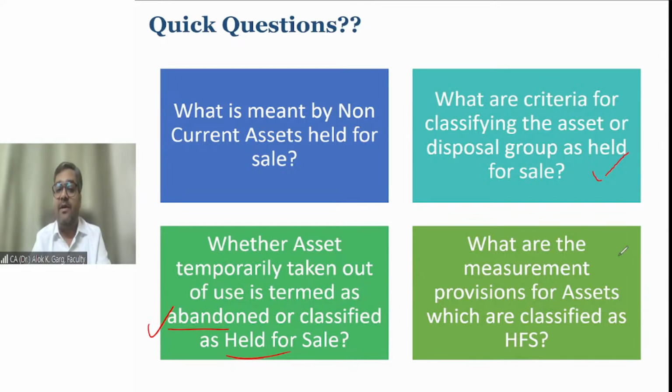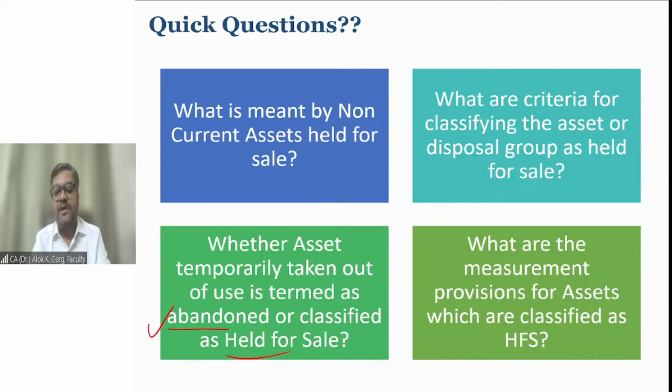What are the measurement provisions for assets which are classified as held for sale? The measurement requirement is that on the date of classification as held for sale, you need to compute the carrying value, you need to compute the fair value less cost to sell, and whichever is the lower, the non-current asset held for sale has to be measured at that value. If there is any loss, it will go to the impairment loss in the P&L.